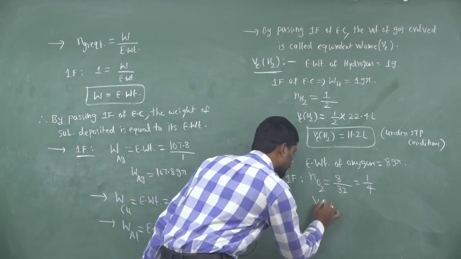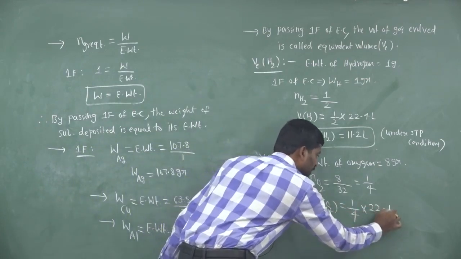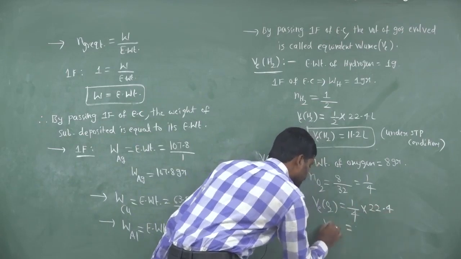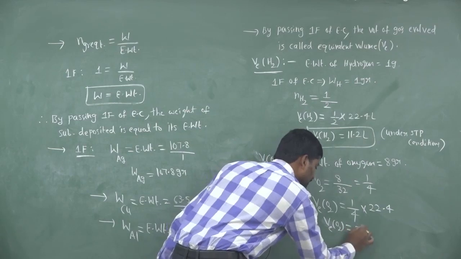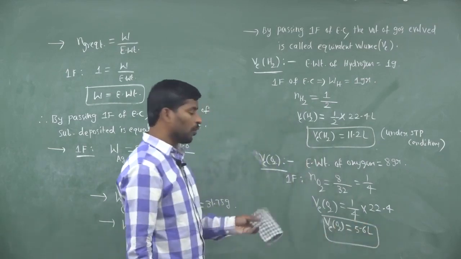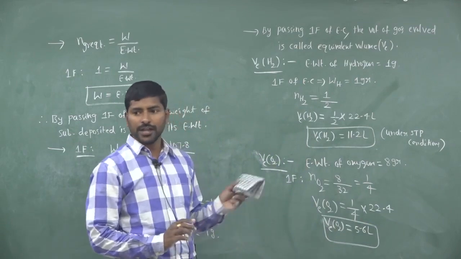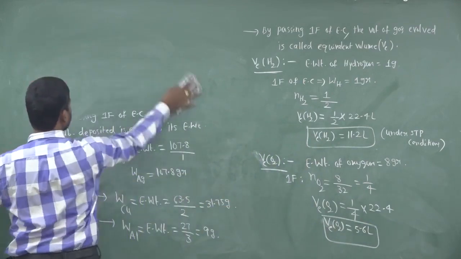If you pass 1 Faraday of electric current, the number of moles of O2 gas evolved is 1 by 4 moles. That means what about the equivalent volume under STP conditions? 1 by 4 into 22.4. That means we get 5.6 liters. So 5.6 liters of O2 gas is evolved under STP conditions if you pass 1 Faraday of electric current.